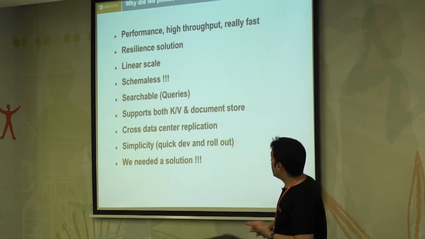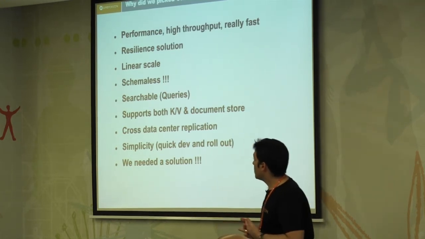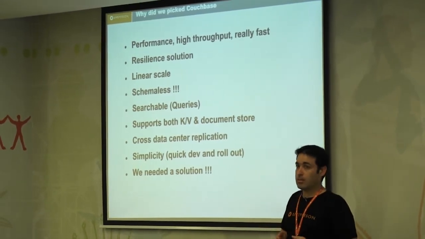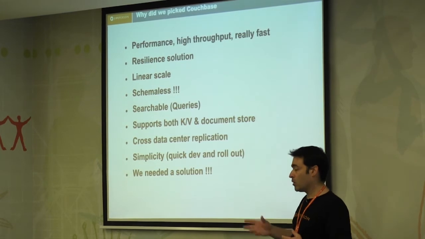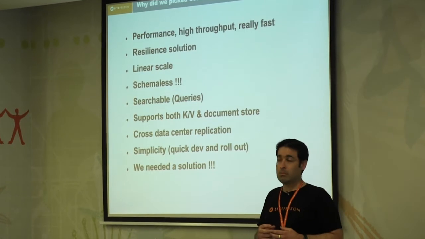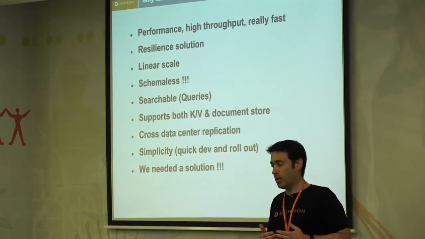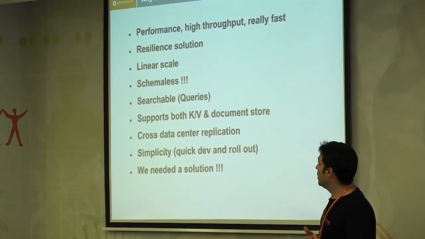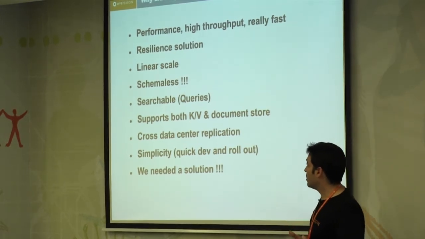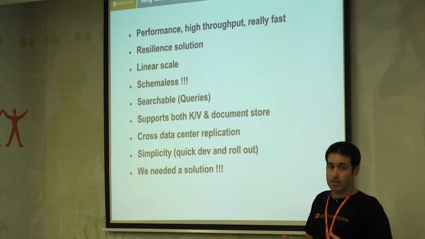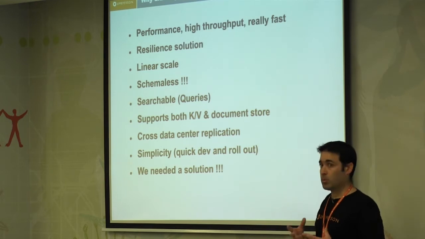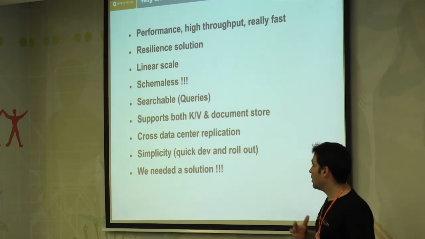So why did we pick Couchbase? First of all, performance. Couchbase is really fast and can scale really nicely, with high throughput. We'll talk about ops per second. But as far as scalability, I think this is the main selling point of Couchbase, at least for LivePerson, because we're dealing with a lot of data. We needed resiliency. We needed a solution that can scale linearly. It's very important for us. We're okay with adding nodes and adding servers, but we needed a linear scale.